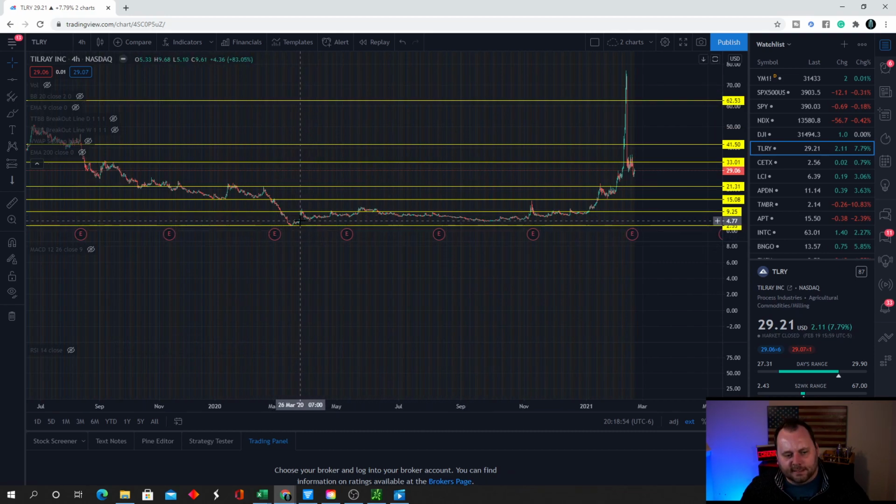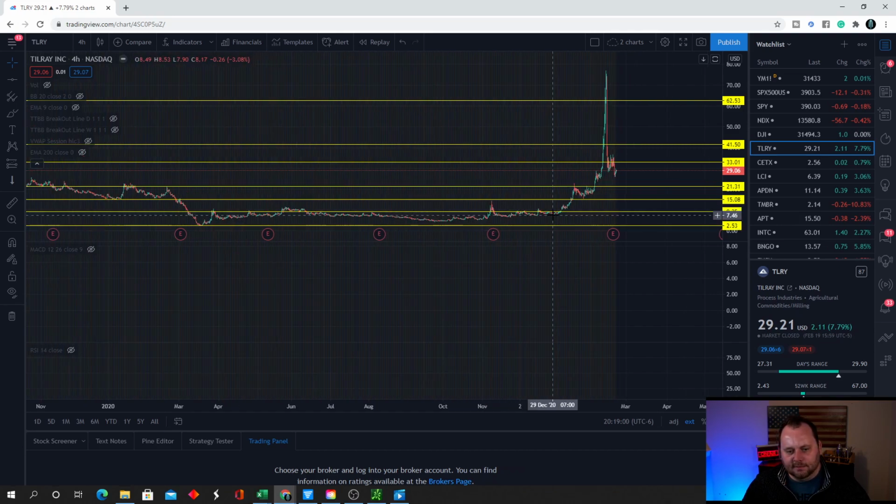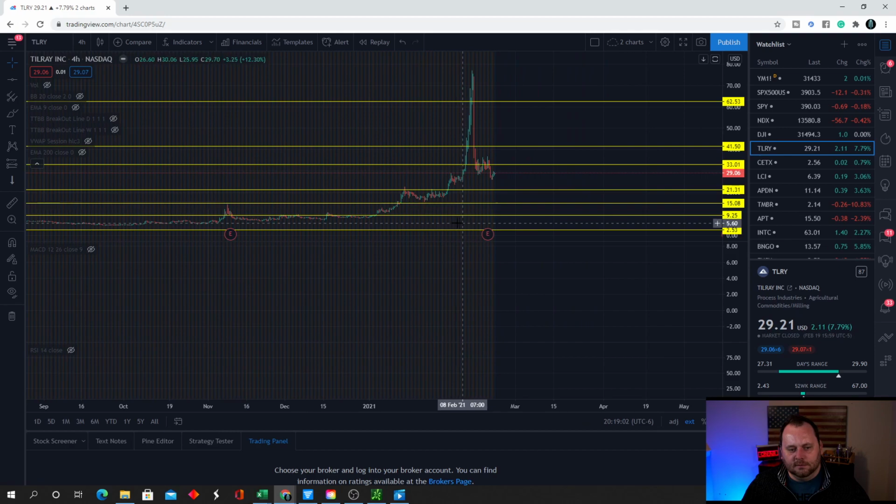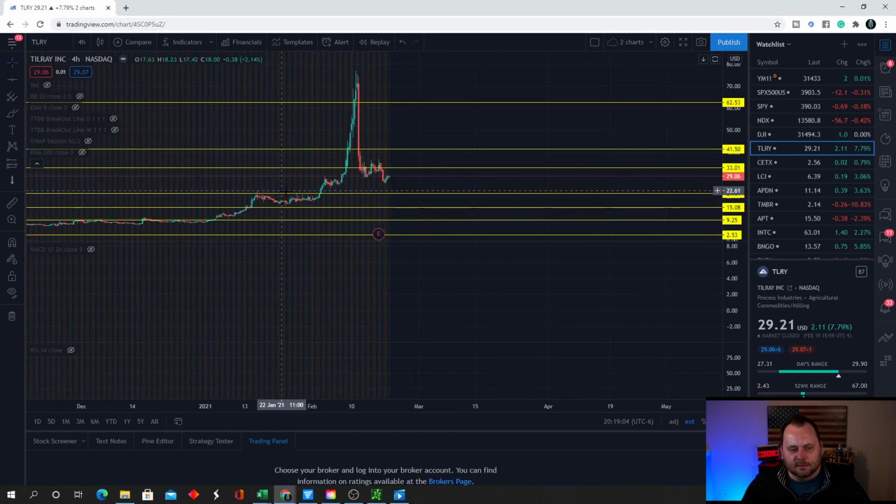Now look at these candlesticks, how they work and flow with the support and resistance lines. And this is just how you find support and resistance. It's that simple.